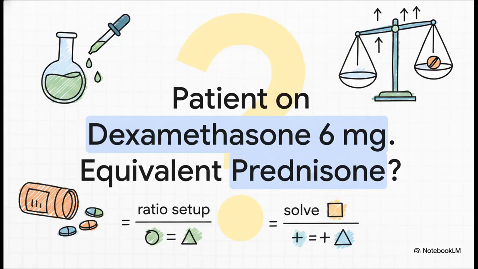Time for another practice check. A patient is currently taking dexamethasone 6 milligrams PO daily. The medical team wants to transition them to an equivalent daily dose of oral prednisone. Go ahead and pause this explainer right now, set up your ratio using the table values we just reviewed, and solve for the equivalent dose.